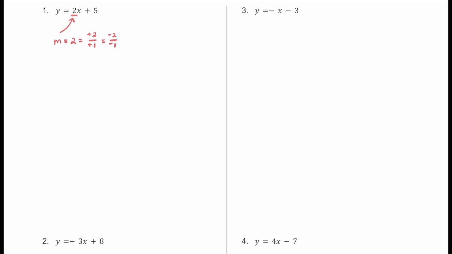Okay. Now moving on to this positive 5 over here. Positive 5 is going to represent our b value. So b is equal to positive 5. Now, when we identify that b is 5, what we can tell from that is what the y-intercept is. So the y-intercept is going to be located at 0, 5.